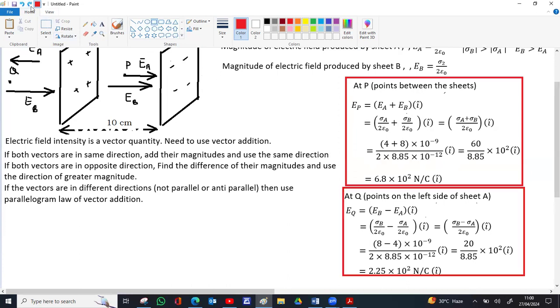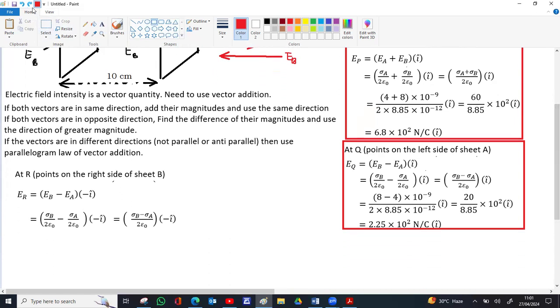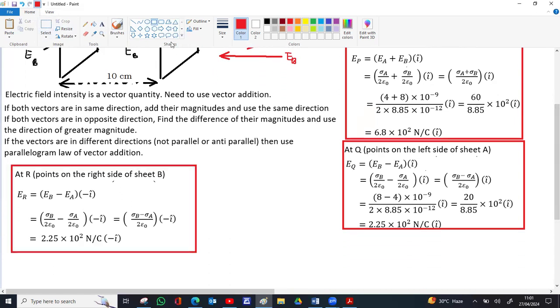If you find a point on the right side of the second sheet R, here also you can see the electric field of the positive sheet is towards the right and that of the negative sheet is towards the left, which has the greater magnitude. So you subtract the magnitudes to get the total. The direction is towards the left because the greater one is towards the left. It's exactly the same result as before, the only difference is the direction is just opposite. That's it. Thank you.